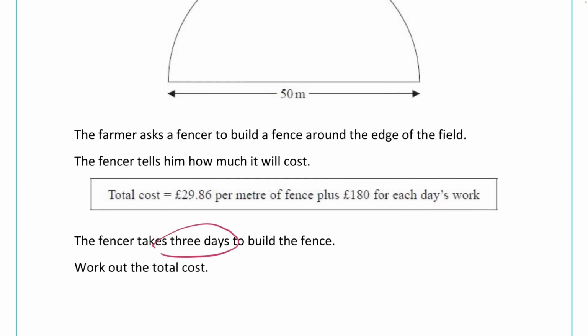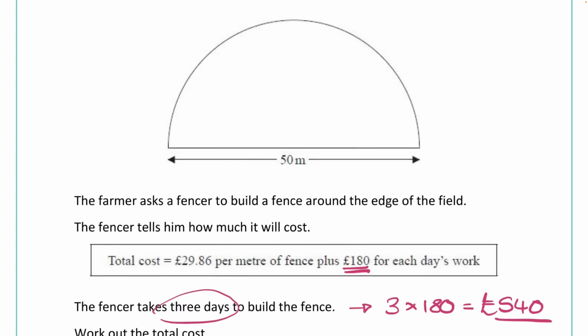So that's important there. The 3 days is relating to this £180 that we're going to have to pay per day. So straight away we could write that bit down, 3 times 180. And if we type that into our calculator, that comes out as 540. So that's part of the cost. We just have to work out the distance that the fence needs to go around this field, and then we can work out the cost of that too.